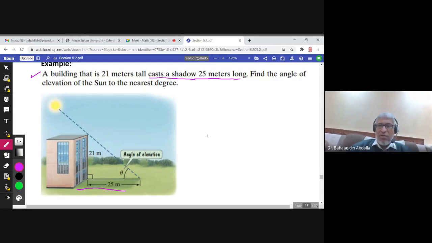Find the angle of elevation. So the angle of elevation, when you look up to the sun, the angle of elevation here is what we need to find. We need to find theta to the nearest degree.